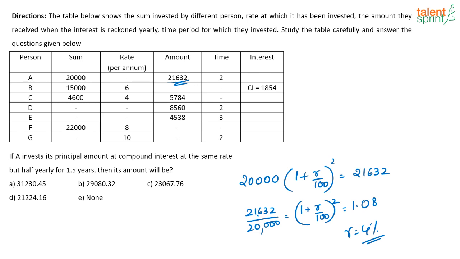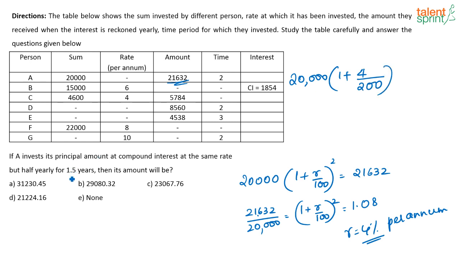So approximately you can say R is equal to 4%. So if R is 4%, then what are they saying? A is investing the same principal, the same 20,000, at the same 4%, but half yearly. Half yearly means this 4% is per annum, so the rate will be 4 by 200, per annum divided by 2. That will be the interest rate for the half year.